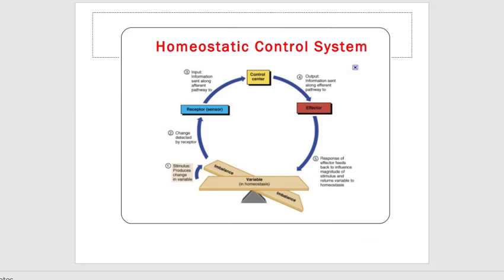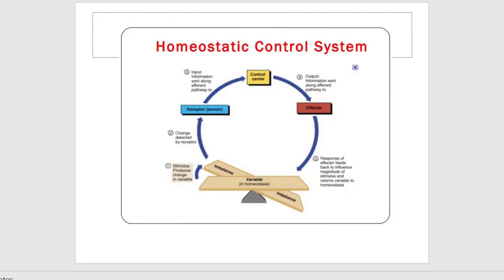First of all, we need to go over the homeostatic control system. So what is this exactly? Well, your body's always trying to maintain homeostasis, right? It's always trying to stay even keel. It's always trying to have checks and balances there that fix itself.